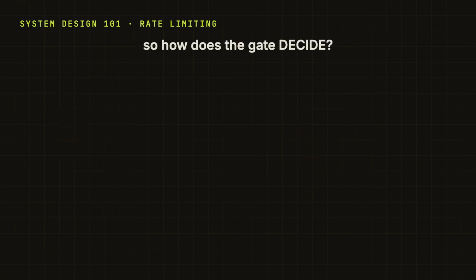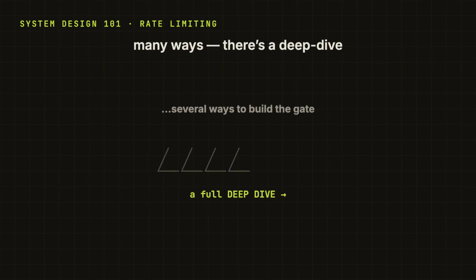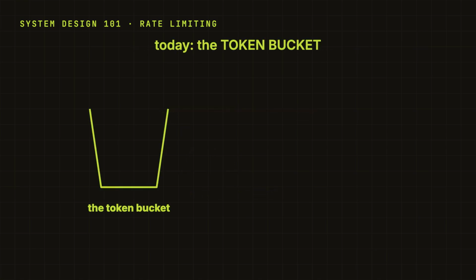So, how does the gate actually decide? Now, there are actually several different ways to build this gate, and comparing them all is a whole topic on its own. I have got a full deep dive on that if you ever want it. But for today, let me show you just the one that is the easiest to picture, and honestly, one of the most common ones out there. It is called the token bucket.